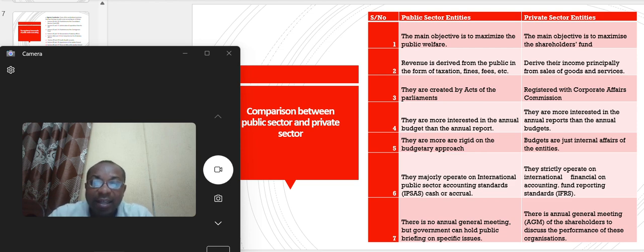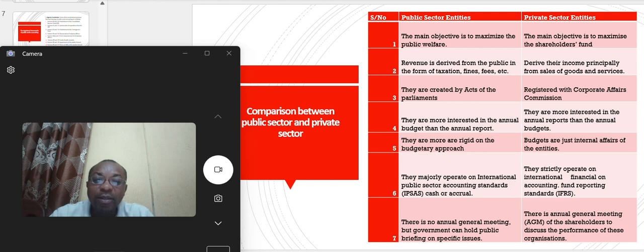Another difference is that the public sector is so rigid in its budgetary approach. That's why the annual budget we prepare in Nigeria is a fixed budget, so it's rigid. Nothing will be changed there once it is approved. If the money proposed there will not be enough, we'll go for a supplementary budget. The budget is not flexible at all. So we are more rigid in budgetary approach in the public sector.